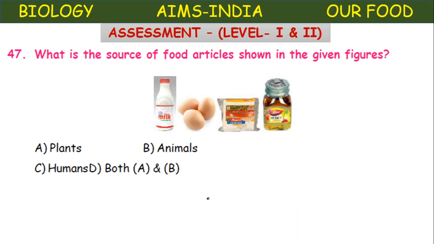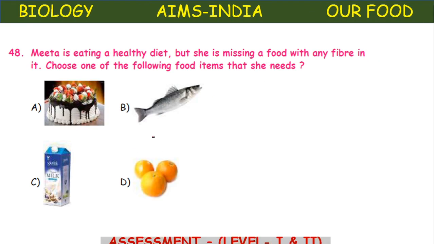What is the source of food articles shown in the given figure? Milk, egg, some cheese, honey. Plants, animals, human beings, both plants and animals? So these are all sources obtained from animals. Okay.